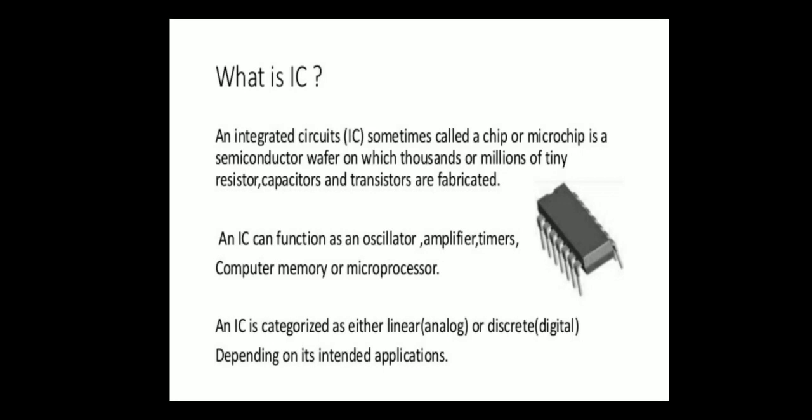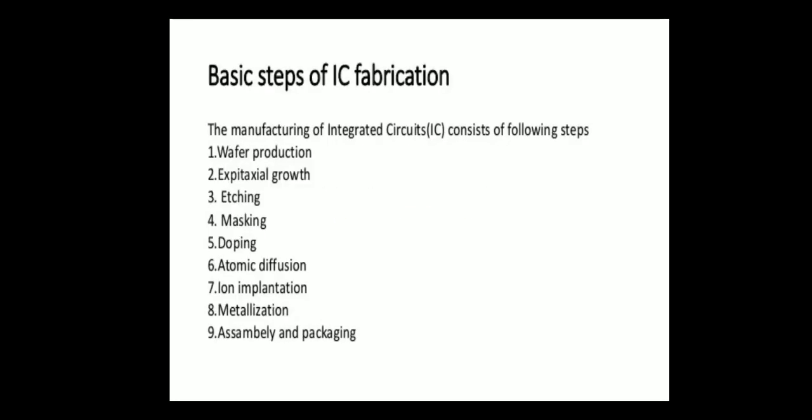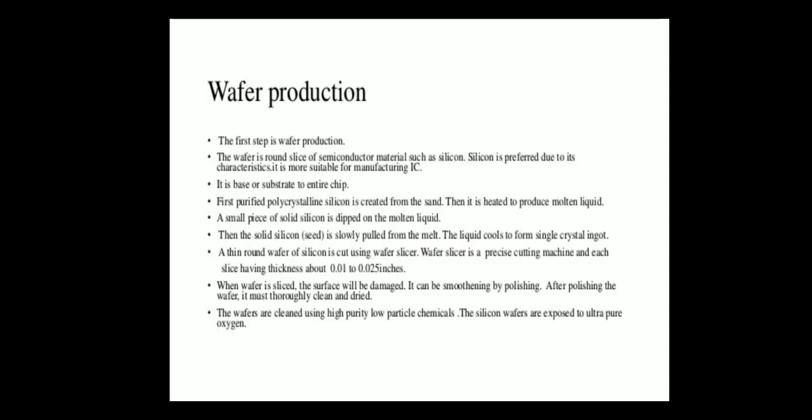The IC has many types and it can be categorized as analog and digital ICs depending upon its application. Next, the basic steps involved in IC fabrication include the following: wafer production, epitaxial growth, etching, masking, doping, atomic diffusion, ion implantation, metallization, assembly, and packaging. So the first step is the wafer production. Wafer production is nothing but silicon wafer production.